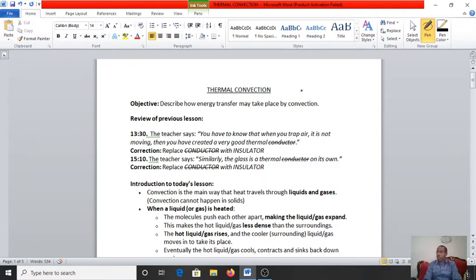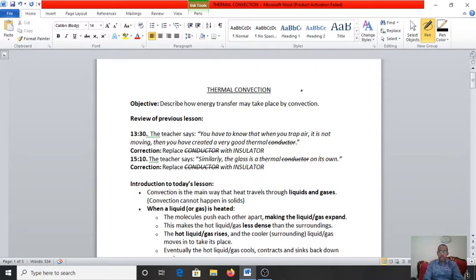Today's lesson is about thermoconvection. But before we go into the details of this process of thermoconvection, it's important to make a quick review of our previous lesson, which was about thermoconduction.